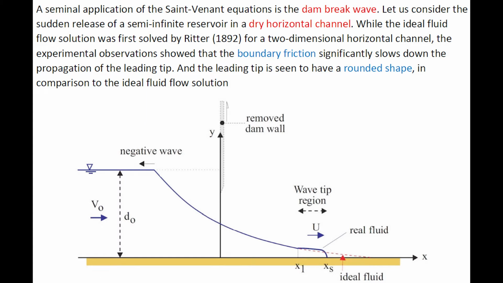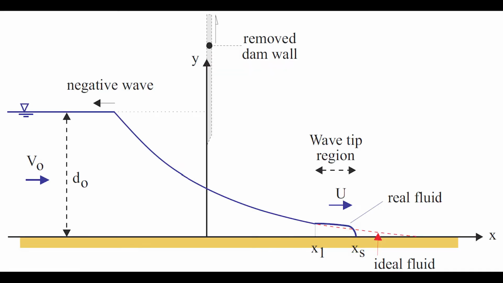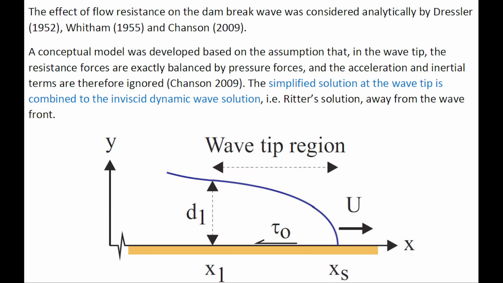While the ideal fluid flow solution was first solved in 1892, the experimental observation showed that the boundary friction significantly slowed down the propagation of the leading tip, and the leading tip is seen to have a rounded shape in comparison to the ideal fluid flow solution. The effect of flow resistance on the dam break wave was considered analytically by a number of researchers.